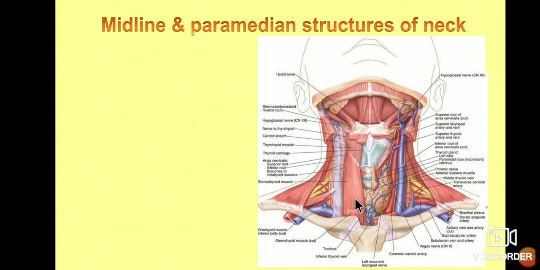Infrahyoid structures in the midline: mainly you see between the hyoid bone and the thyroid cartilage the thyrohyoid membrane. The thyrohyoid membrane is thickened in the midline to form the median thyrohyoid ligament. This is the median thyrohyoid ligament, and this is the thyrohyoid membrane, which will be pierced by the internal laryngeal nerve, which is a branch of the vagus nerve.